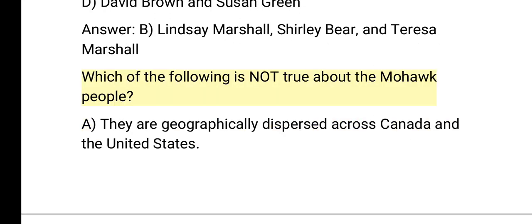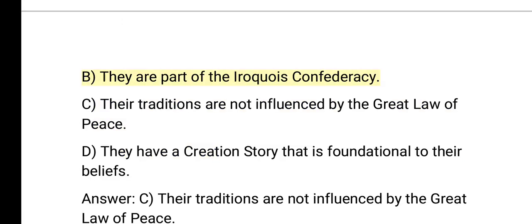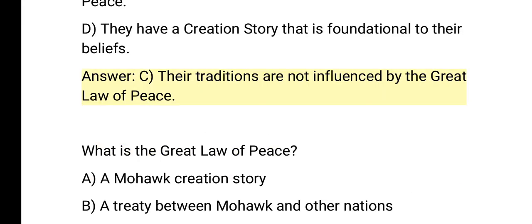Which of the following is not true about the Mohawk people? A. They are geographically dispersed across Canada and the United States. B. They are part of the Iroquois Confederacy. C. Their traditions are not influenced by the Great Law of Peace. D. They have a creation story that is foundational to their beliefs. Answer. C. Their traditions are not influenced by the Great Law of Peace.